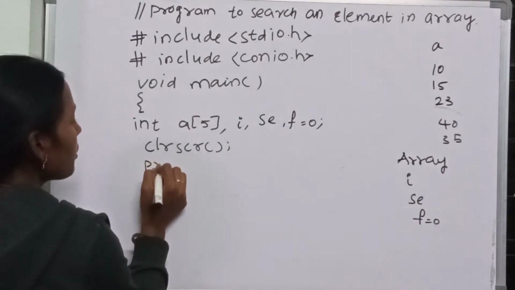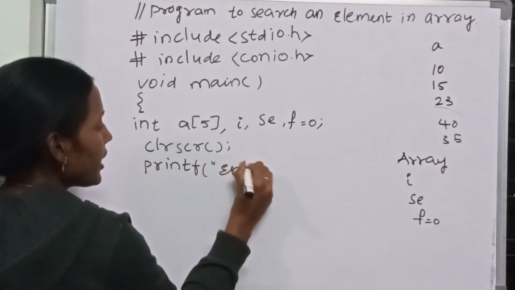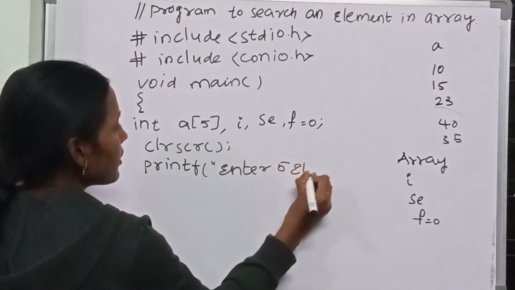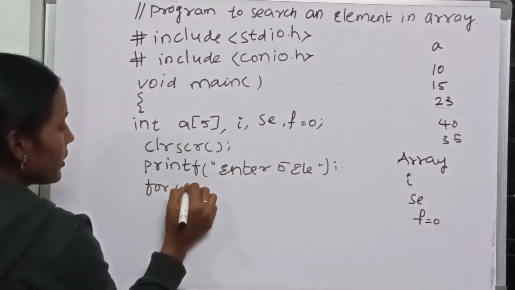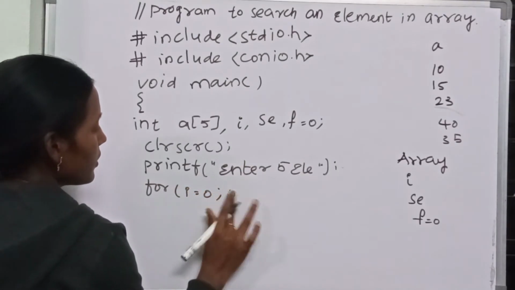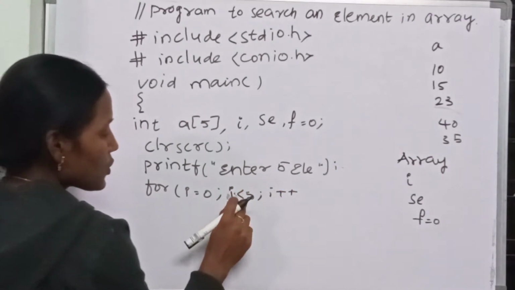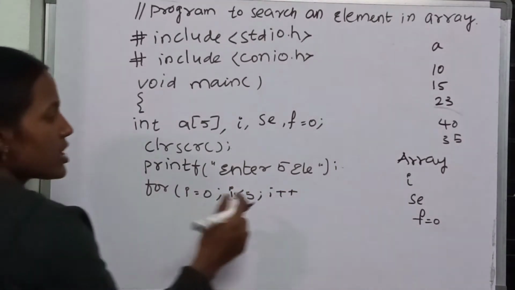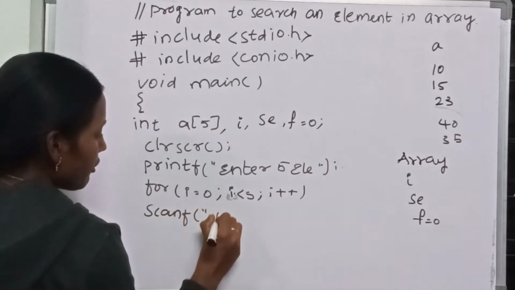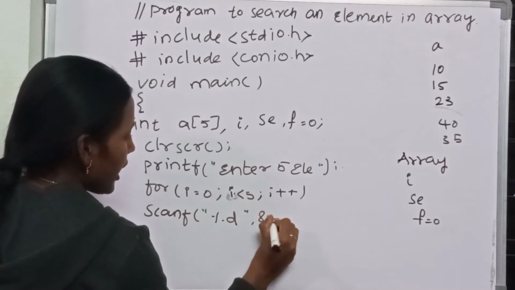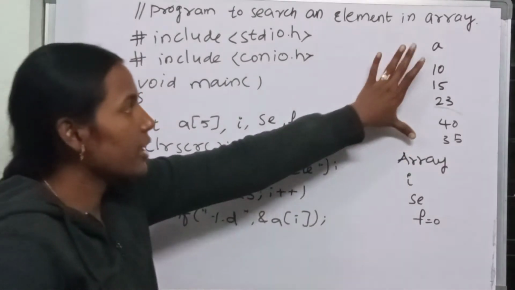Now ask the user to enter 5 numbers. We already discussed how to accept data in a one-dimensional array. Enter 5 elements. Now for i is equal to 0, i is less than 5, i plus plus. We are not supposed to write less than or equal to 5 because an array always starts with 0 only. Now scanf percent d, then ampersand of a of i. Now we have the array and the elements of the array.